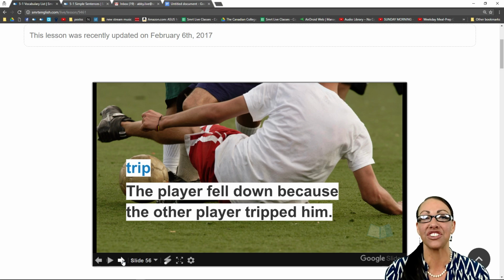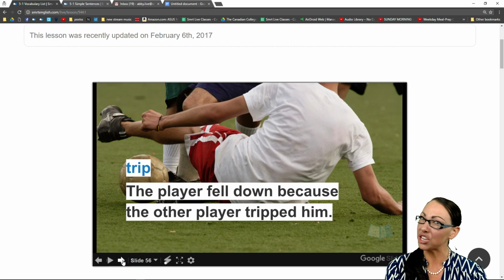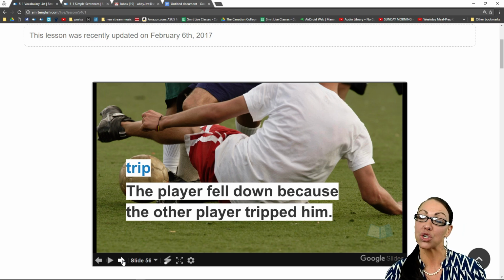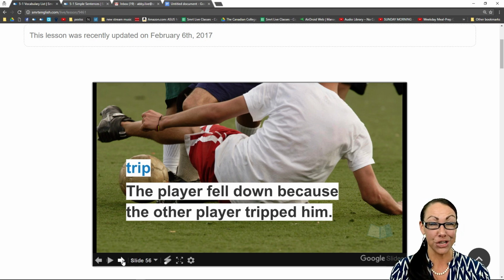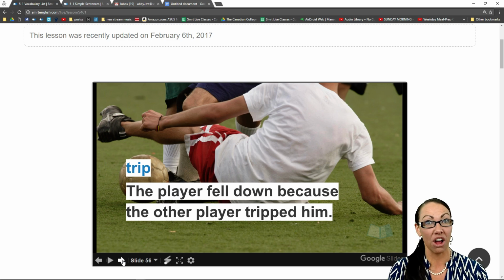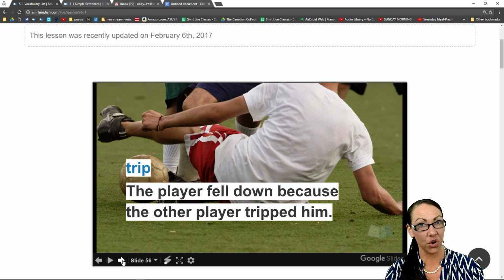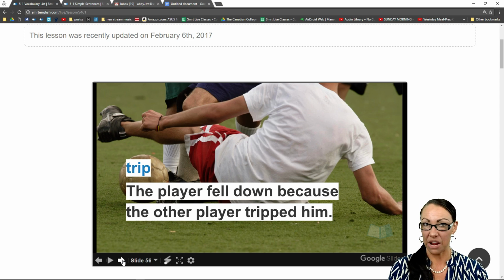So to trip is to fall. We know with sports, and once more with this example, sometimes players will trip each other. It's usually a penalty. I know in soccer, you will get a yellow card if you purposely trip someone, if you purposely cause them to fall down. And once more, for our purposes and our vocabulary, we are not talking about taking a trip like a vacation or a holiday. So give me one moment.